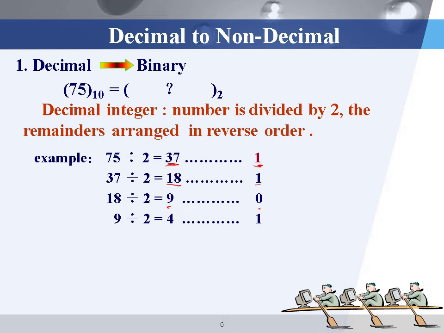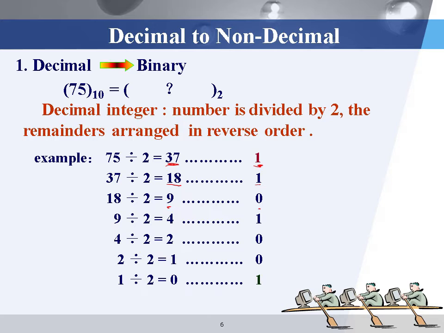And 9 divided by 2, we got 4. Again, 4 divided by 2, we got 2. 2 divided by 2, we got 1, and the remainder is 0. 1 divided by 2, the value is 0, and the remainder is 1. And then we finish because the result is 0.